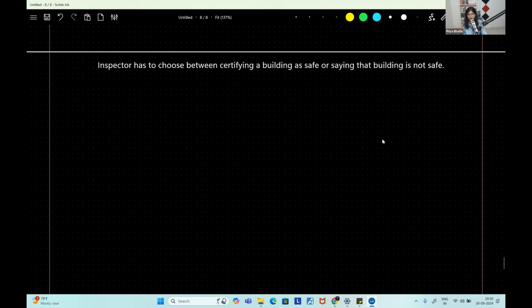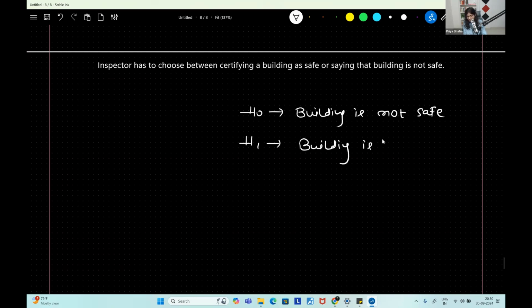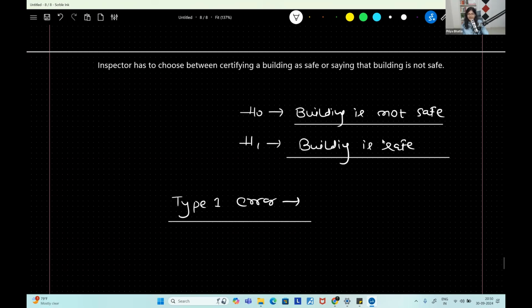Now the null hypothesis is something which we will say: the building is not safe. This is what we are doubtful about, that the building is not safe. The alternate will be the vice versa, that the building is safe. Now if I ask you, in this case, what is the type 1 error? How will you convey the type 1 error to me?